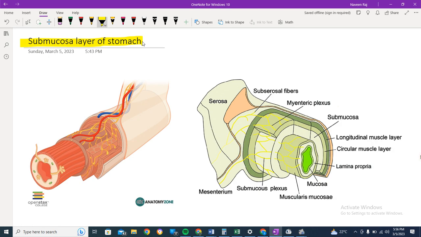While in today's video we are moving from the mucosa to the submucosa layer. I've just got amazing diagrams to help you understand, and I do hope that you will get the concept clearly. Okay, without wasting time, let's start the video.